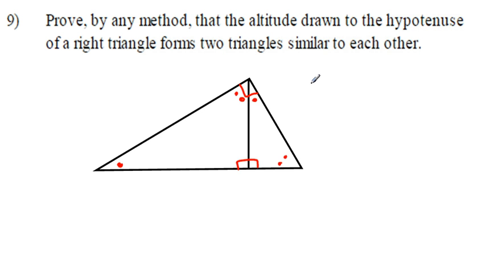So let us try to write this one up. For this question, we're not going to write it out, but simply we're going to say each one of them has one right angle and one marked angle. Therefore, by AA, we can show that these left and right triangles will be similar to each other. All right.